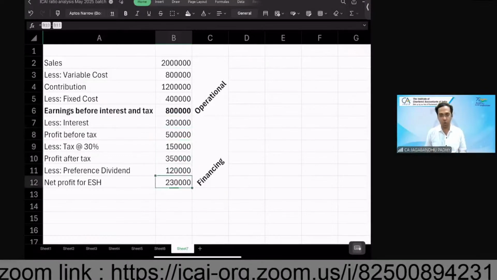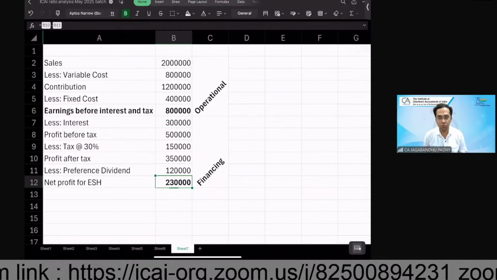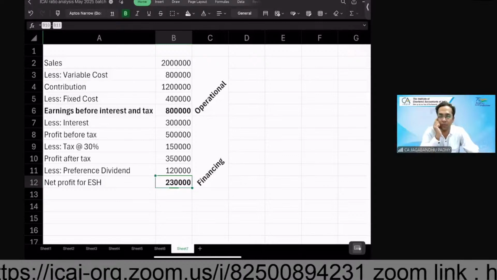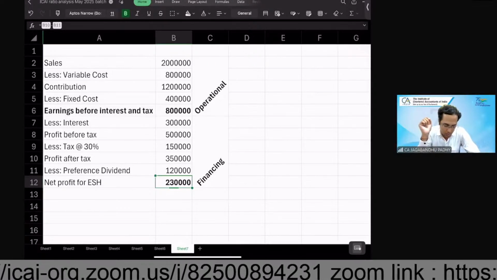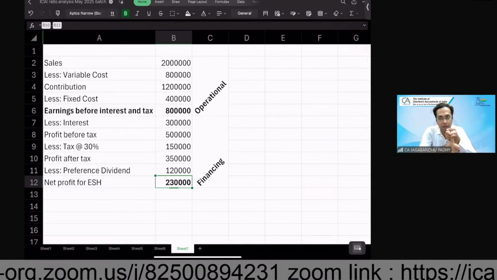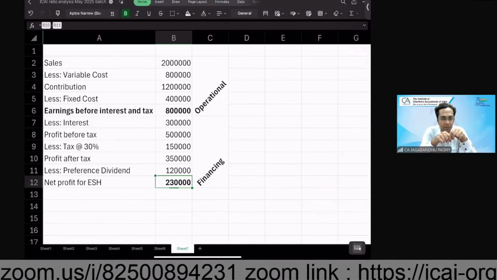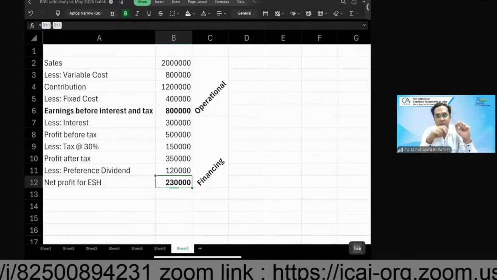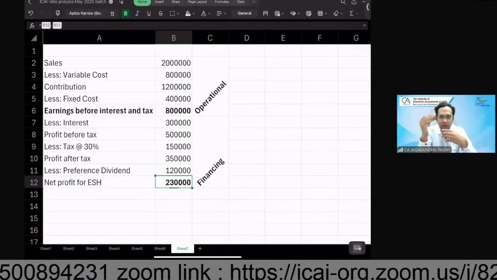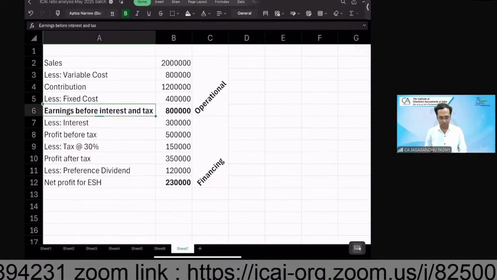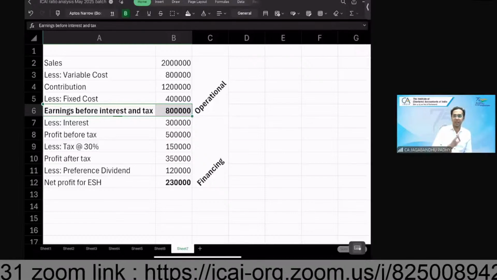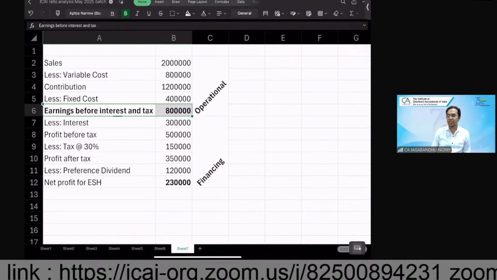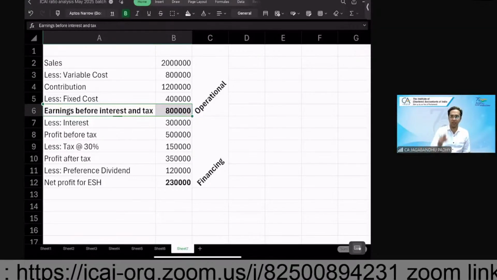Fine. So now what are we really trying to look at over here? If I ask you, who all are providing funding for our business? There are three categories. One, you can say the owners. Even within owners, you will have equity shareholders and preference shareholders, and outsiders, which are the debenture holders. If I ask you, the company is earning 8 lakh as the earnings before interest and tax. Who has the right over these earnings?